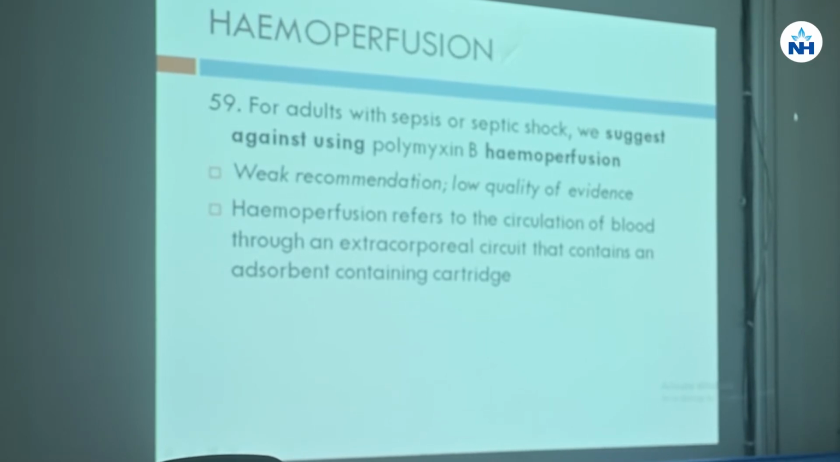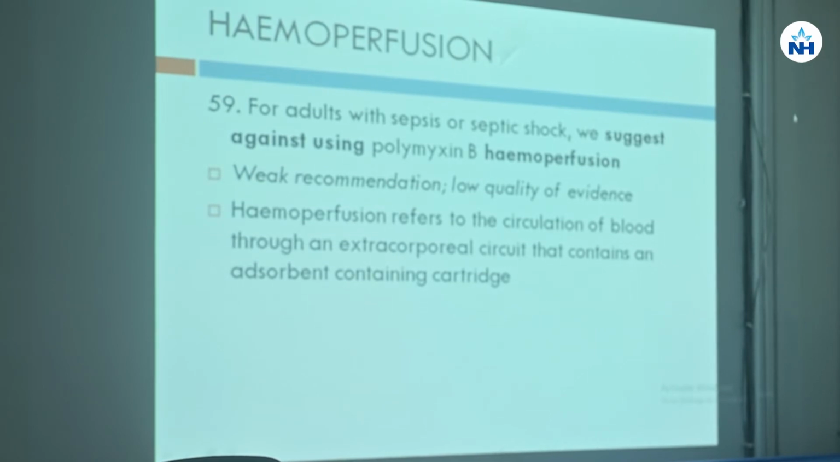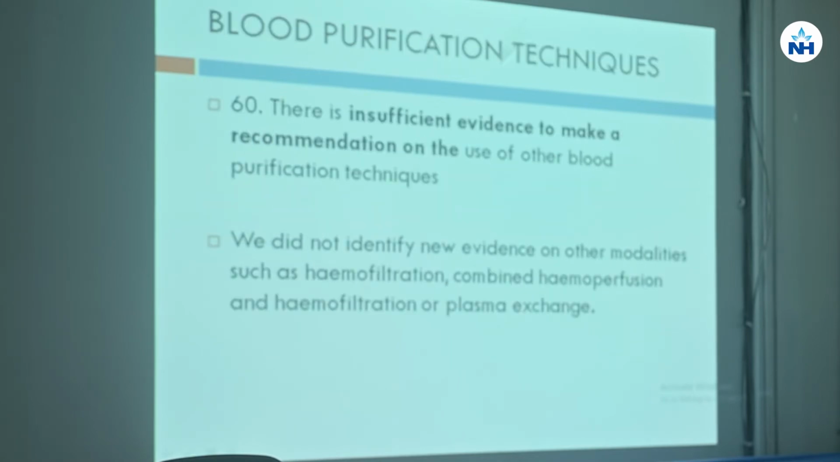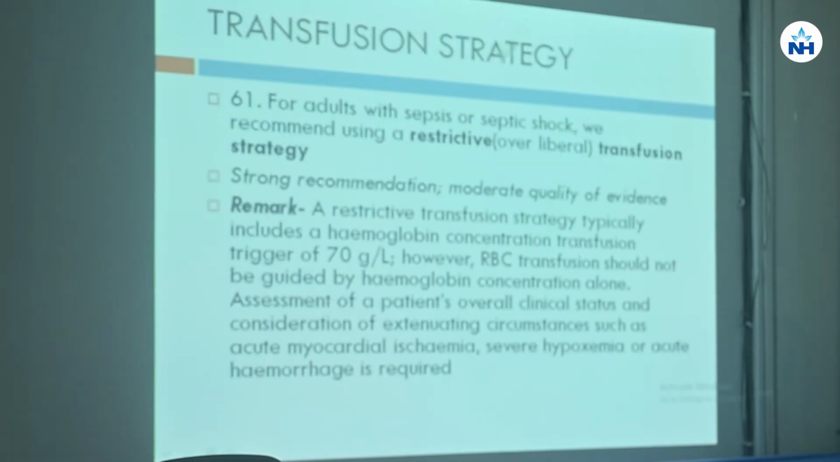In first world countries, they are using hemoperfusion, and the studies regarding polymyxin B were mixed. Some studies say it is helpful, and most of the studies say it is not that helpful. And according to them, as it is costly and there is not that much evidence to support this, they suggest against using polymyxin B hemoperfusion. There is insufficient evidence to make a recommendation on the use of other blood purification techniques like combined hemoperfusion and hemofiltration, or plasma exchange. It is the same as the 2016 guideline.